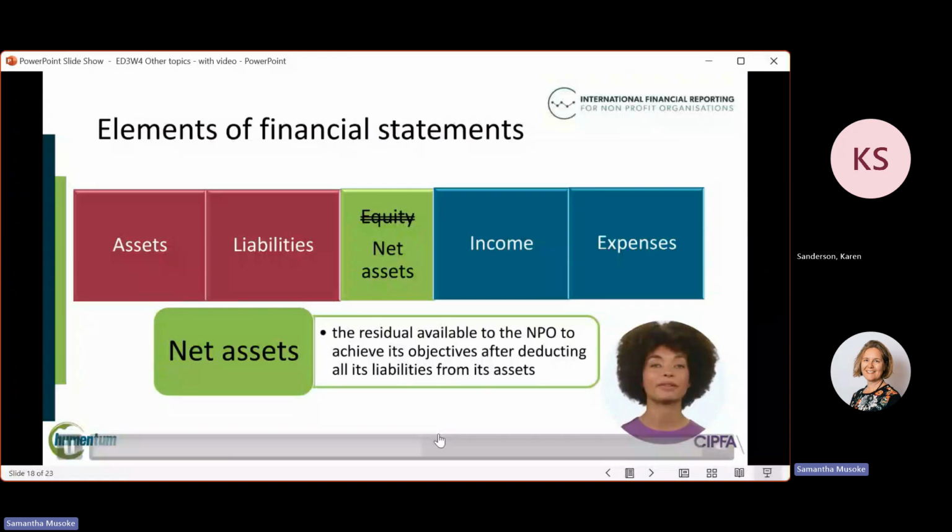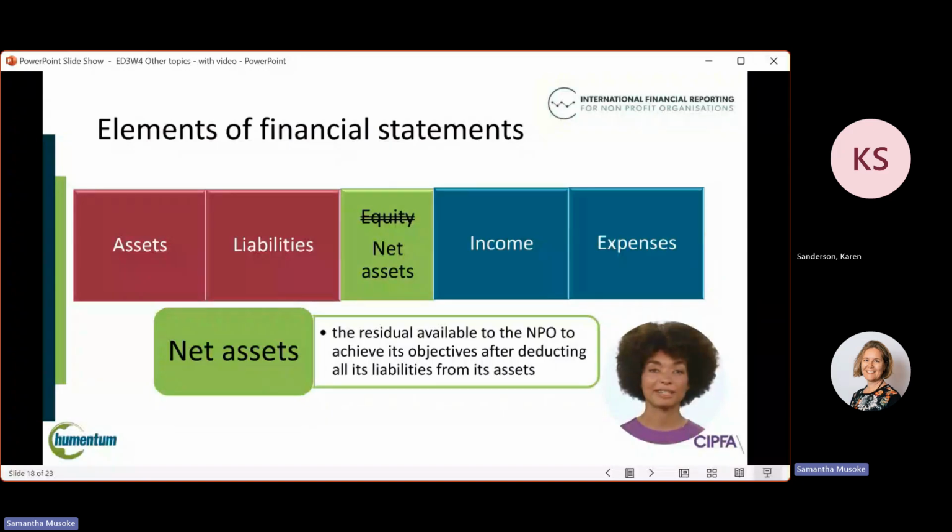As the net assets of an NPO are held in a fiduciary capacity for service beneficiaries, it is proposed that the term net assets replaces equity as a financial statement element. Net assets is defined as the residual available to the NPO to achieve objectives after deducting all its liabilities from its assets. This makes clear that the net assets are for those that benefit from the purposes of the NPO rather than those with ownership interests, as is the case in the private sector.